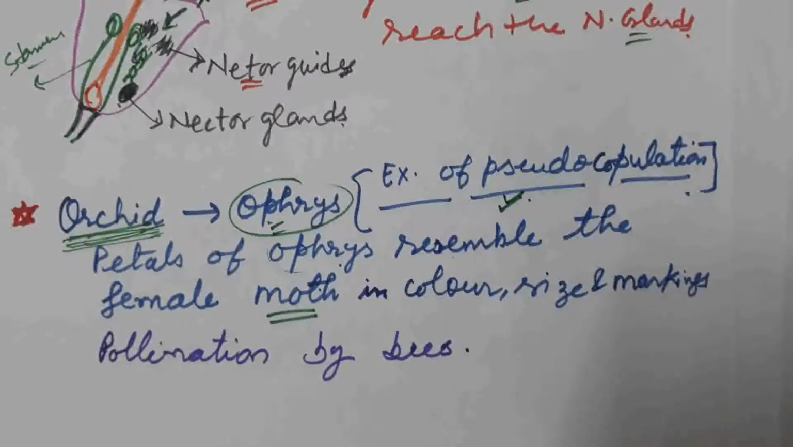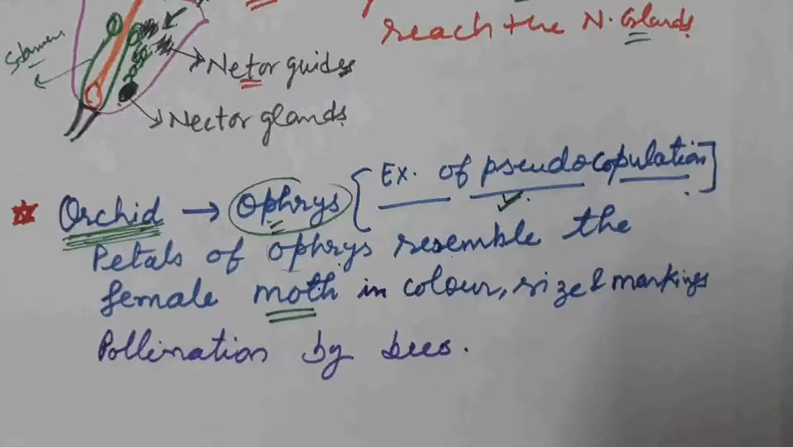In case of orchid, pseudocopulation takes place as the petal of the Ophrys flower resembles the female moth. So the male moth sits on it for copulation. So this is an example of pseudocopulation also.